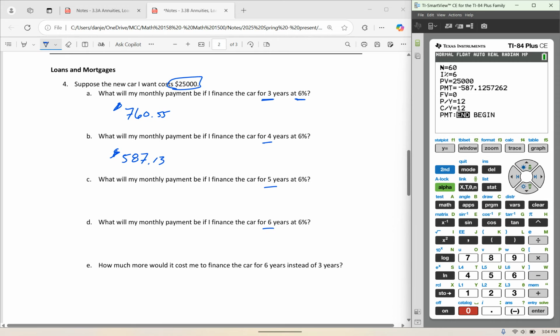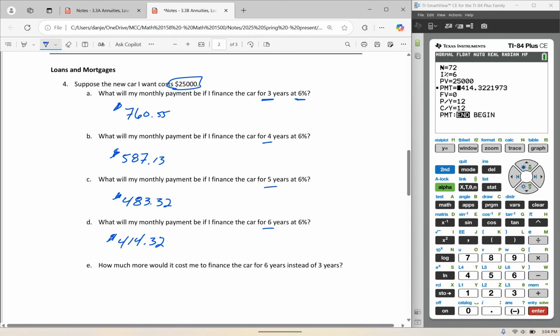If I go to 5 years or 6 years, I know my payment's going to drop. The amount of interest I pay will increase, but notice N is 60 for 5 years. Alpha solve, my payment would be $483.32. And if I go to 6 years, that would be 72 months. My payment would be $414.32.